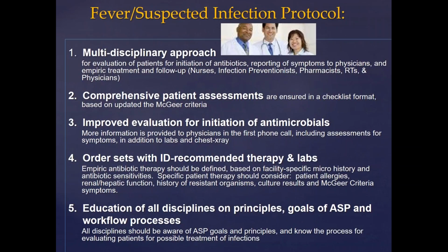We provide more information to the physician in that first phone call, including the assessments and labs and chest x-ray data. We have ID recommended therapy and labs in our order sets, and that empiric therapy is defined based on our facility's microbiology history and antibiotic sensitivities. We also have our pharmacists keep profiles on the patients that record their allergies, renal and hepatic function, history of resistant organisms, in addition to culture history and their symptoms. We educate all disciplines on the principles and goals of ASP, so that they're aware of what we're looking for, what our purpose is, and what the workflow process is.